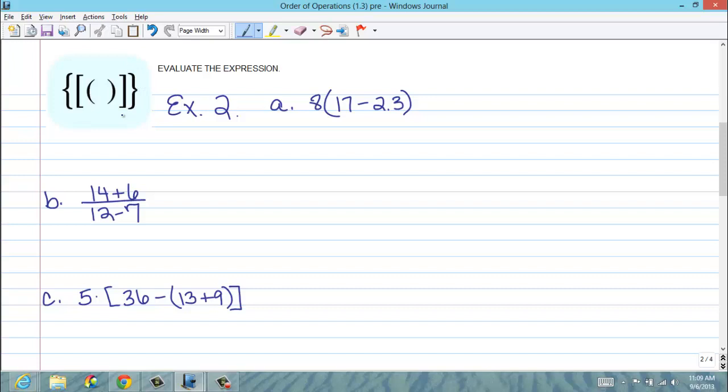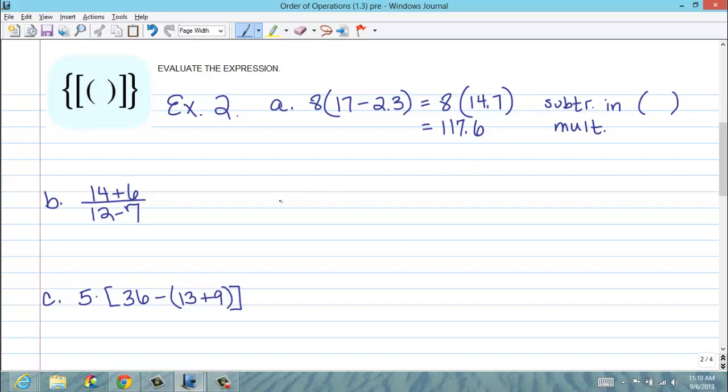So let's go on to our next example. We're going to use grouping symbols to evaluate the expression. So this is 8 times the quantity of 17 minus 2.3. I have to do what's in the quantity first. So this is going to become 8 times 14.7. Have to do what's in the parentheses first. Now, so here I subtracted, and I'm abbreviating in the parentheses. It's okay if you want to abbreviate in your notes too. Now I can multiply these two and I'll get 117.6. How did I get this answer? I multiplied.